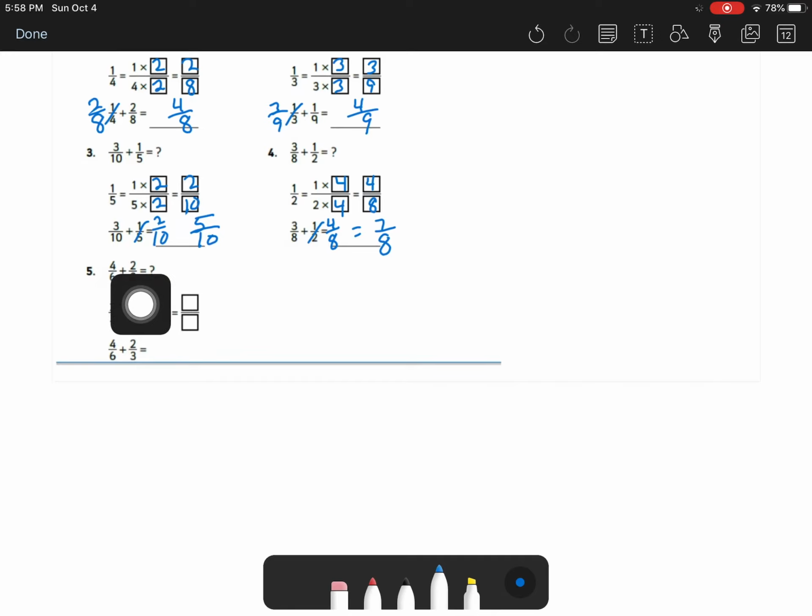Next one, so we've got a 6 and a 3. I'm going to change that 3 into a 6 by multiplying it by 2. So I have to multiply by 2 here on the bottom and on the top. 2 times 2 is 4. 3 times 2 is 6. So now instead of having 2/3 here, my equivalent fraction is 4/6. So I'm actually adding the same two numbers. 4/6 plus 4/6 would be 8/6. Okay?